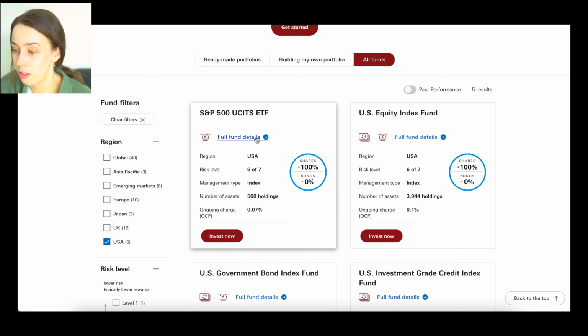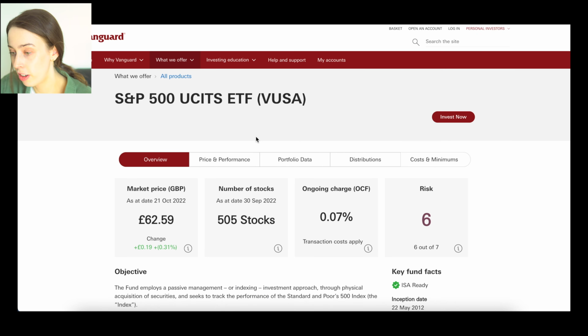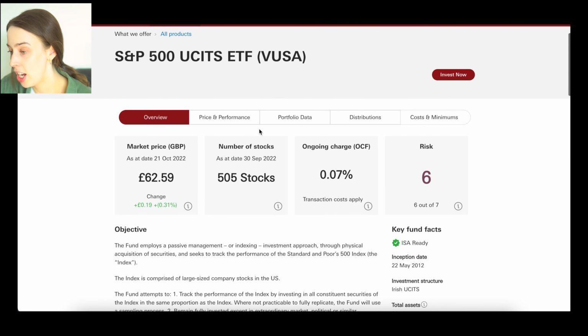So let's just say you want to find out a little bit more. You can click the full fund details and it will bring you to this page here. And this is the same page for every single one of their funds. It tells you everything you could need to know. So on this page, you can see the market price, so the current price to buy one share, the number of stocks, the ongoing charge, and the risk. But like I said, if you weren't sure what any of these things meant, you could just click this here and it would tell you.